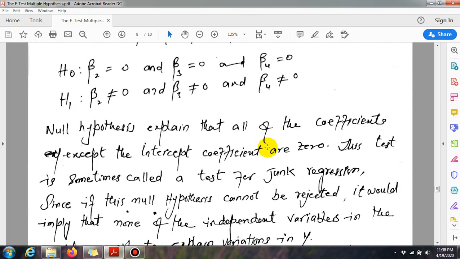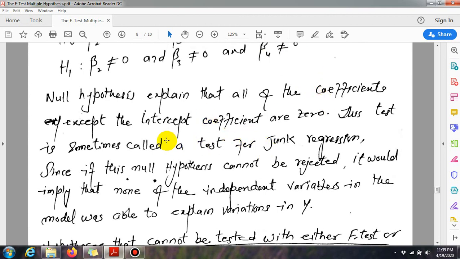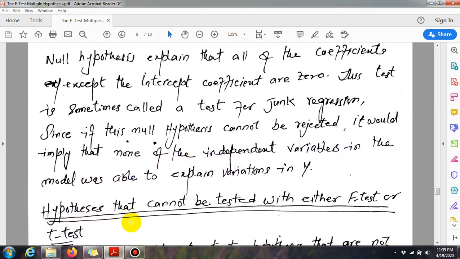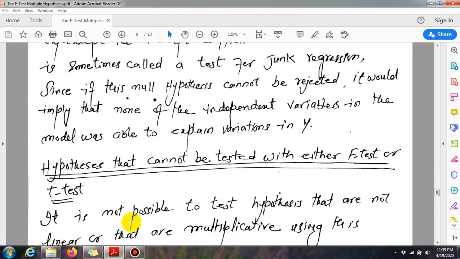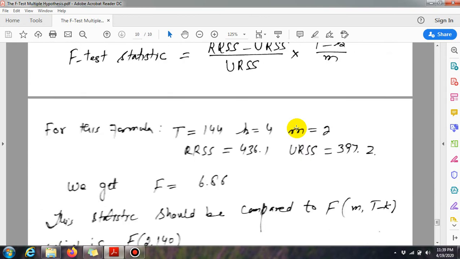See here, when you are talking about the null hypothesis in the earlier example, it explains that all of the coefficients except the intercept coefficient are 0. This test is sometimes called a test for the joint regression, since if the null hypothesis can't be rejected, it would mean that none of the independent variables in the model was able to explain the variation in y. But here we have a different null hypothesis.